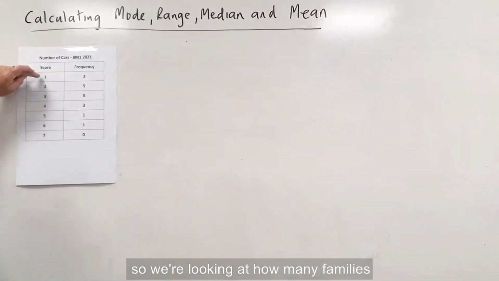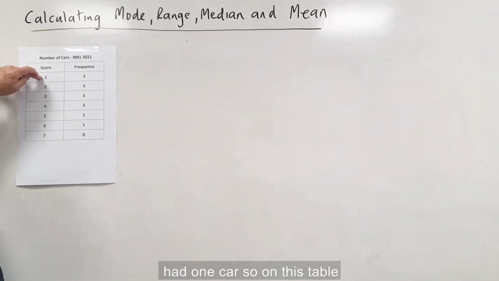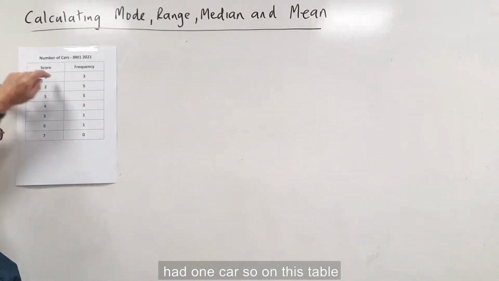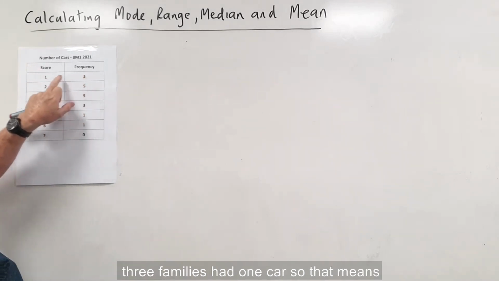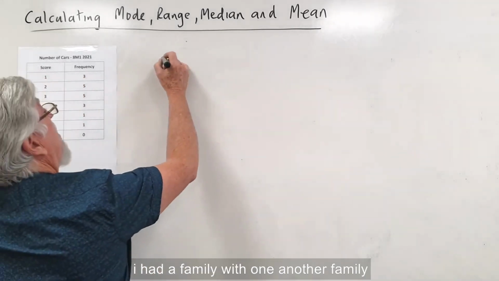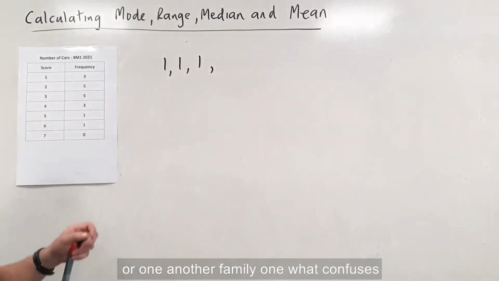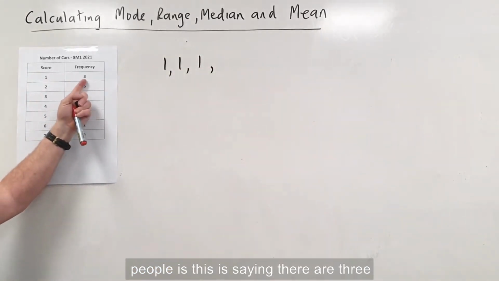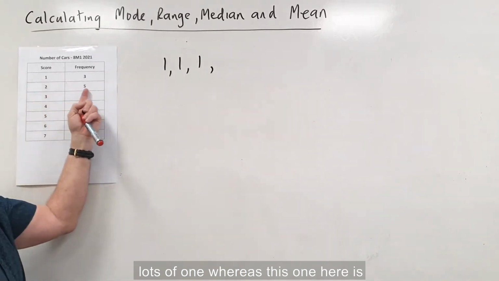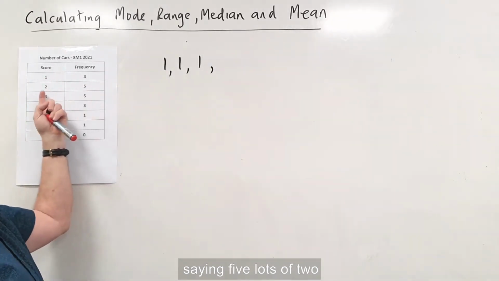We're looking at how many families had one car. On this table, 3 families had one car. So that means I had a family with one, another family with one, another family with one. What confuses people is this is saying there are 3 lots of 1, whereas this one here is saying 5 lots of 2.